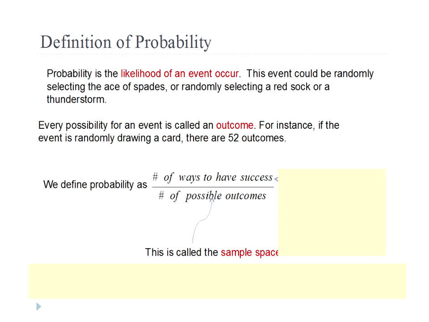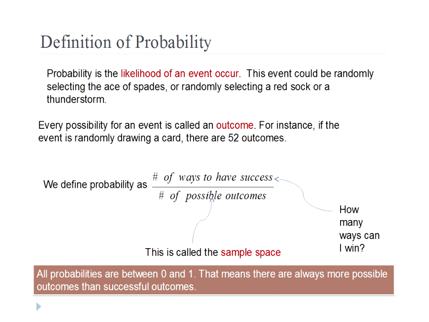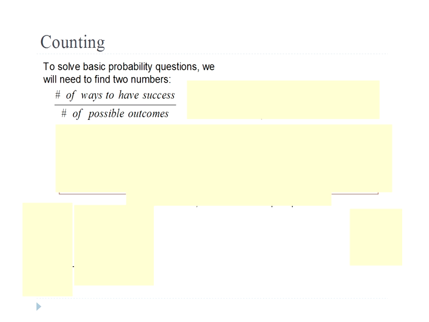And the way I want you to think about this number of ways to get success is, how many ways can I win this game? I always think of probability questions as a game. Step right up, roll a 7 and you win, or something to that effect. Now, probabilities will always be between 0 and 1, and that's because you have more possible outcomes than there are ways to have success. So the questions tonight come down to finding these two numbers. We either find this number or this number, or we find both and divide. And so let's take a look at how we can do that.